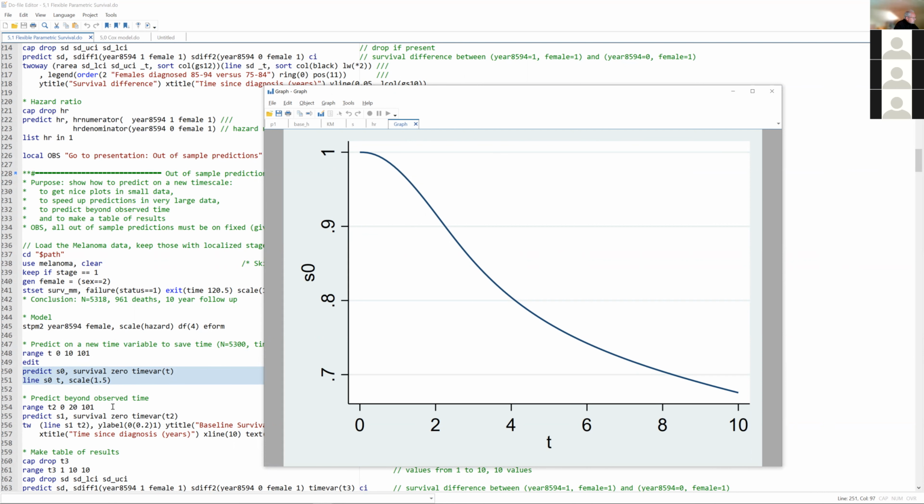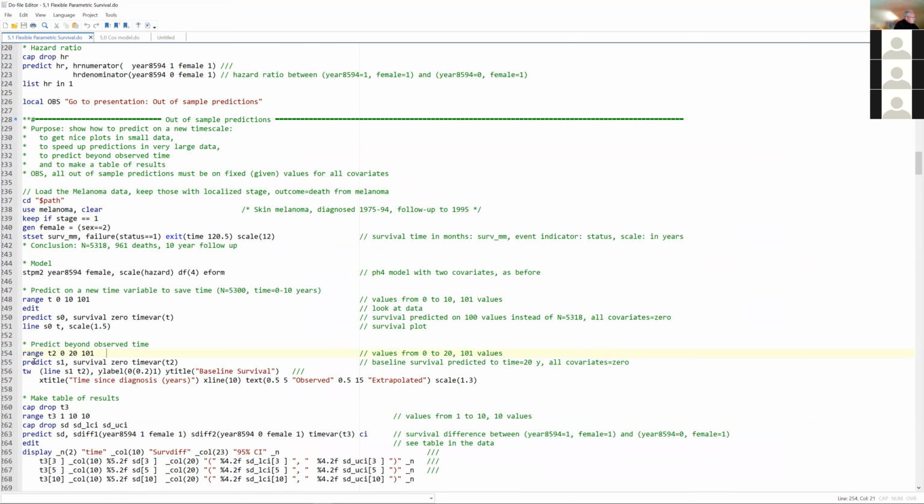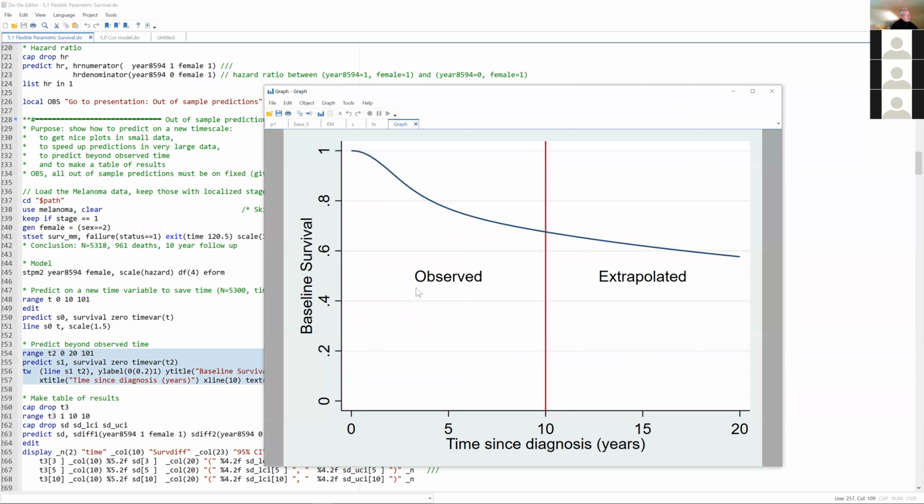You can also predict beyond the observed time. Here I set my range to 0 to 20 years instead. Again, 101 observations. I call the variable T2. And now do everything the same, and I can do a plot. Now I have the survival up to the observed 10 years, and then I have simply extrapolated that into 20 years. Now, you may, of course, question whether that is meaningful or not, but at least you have the possibility to do so. Questions or comments on this?